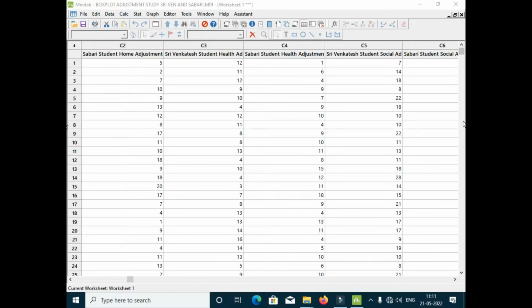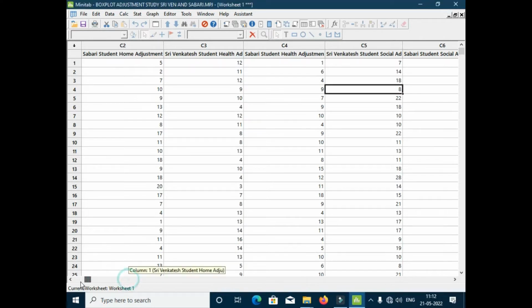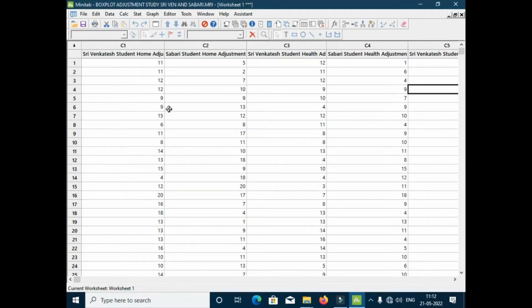Now we studied the making of the box plot and the comparison of data by Minitab. Minitab is one of the famous statistical software. Here in the software we can use the adjustment inventory. I used it in 2 colleges, Sabari College of Nursing and Venkateswara College of Physiotherapy. Students of the 2 colleges participated in submitting this test data.